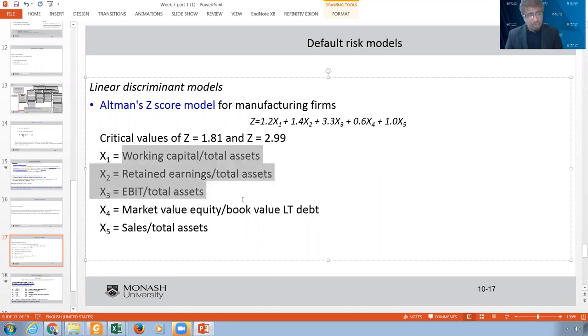As you can see, all these numbers, you can find them from the company accounting numbers and financial reports. But how does the model look like? This is the model.